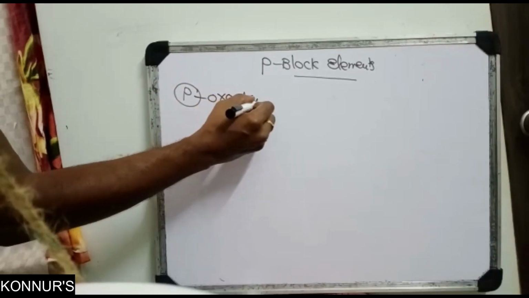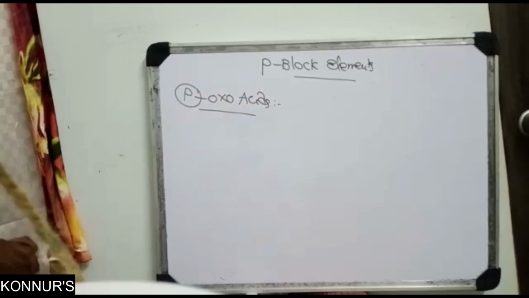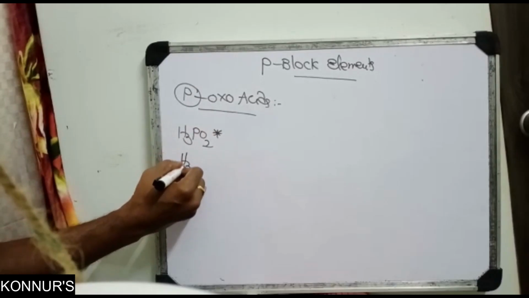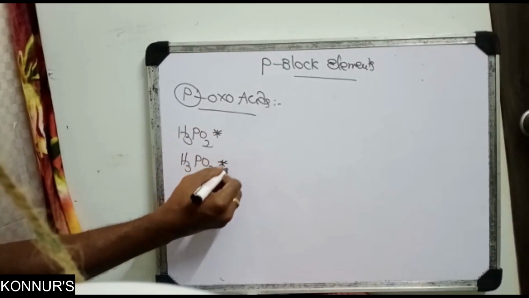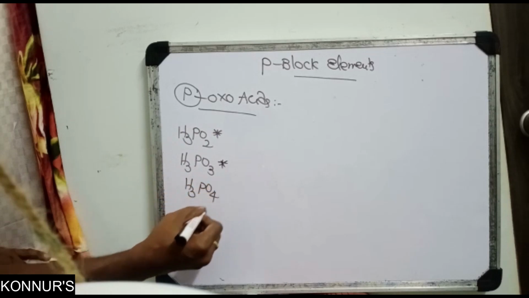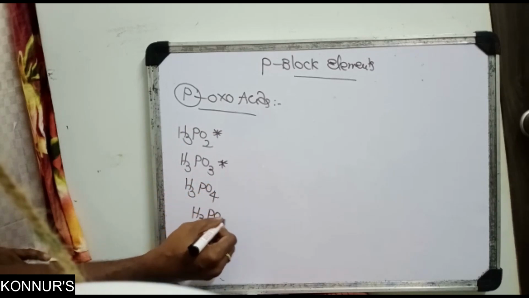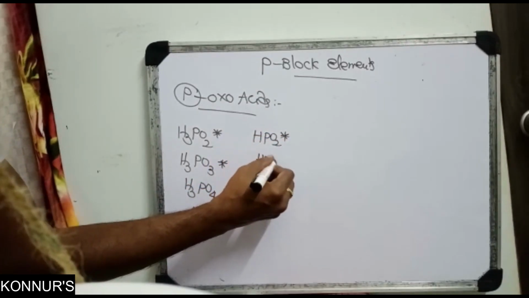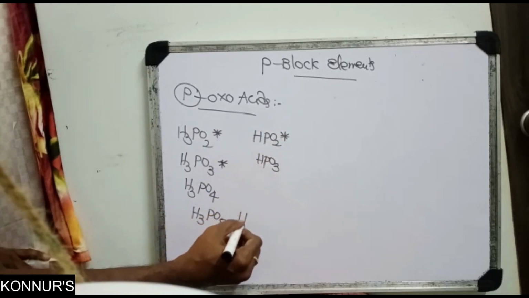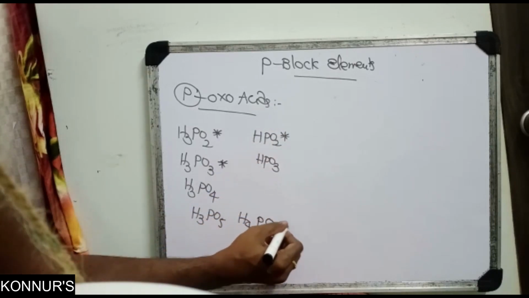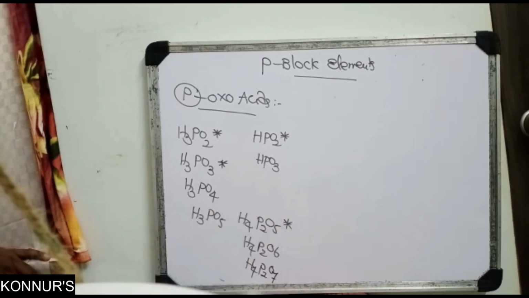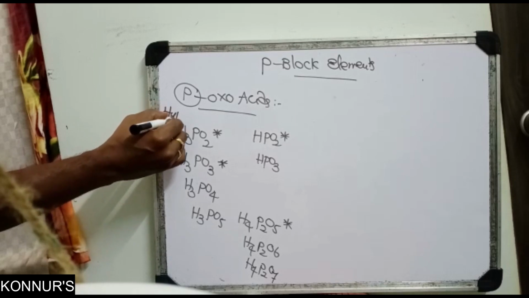phosphorus oxoacids. Once again we have seen H3PO2, H3PO3, H3PO4, H3PO5. Next HPO2, HPO3. Next H4P2O5, H4P2O6, H4P2O7. This is hypophosphorus.